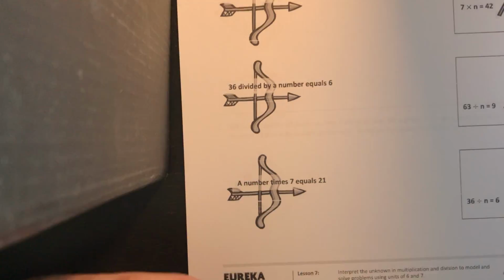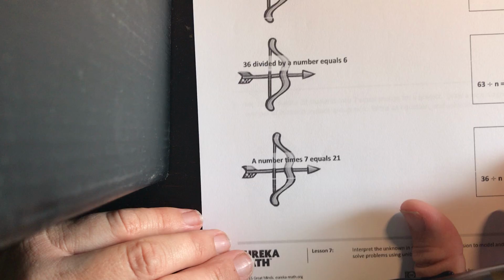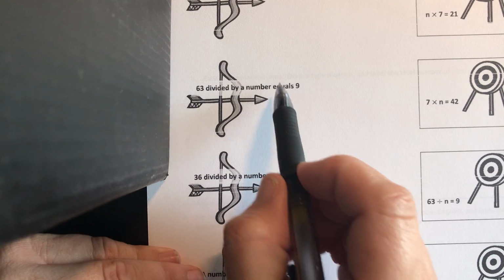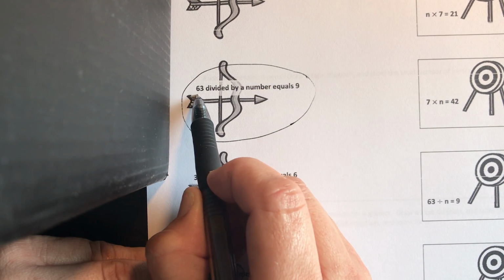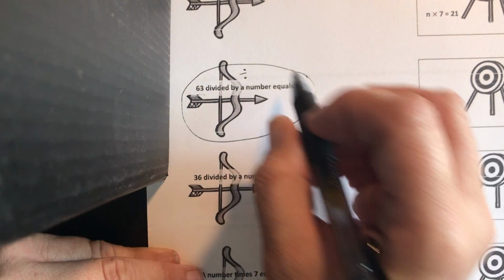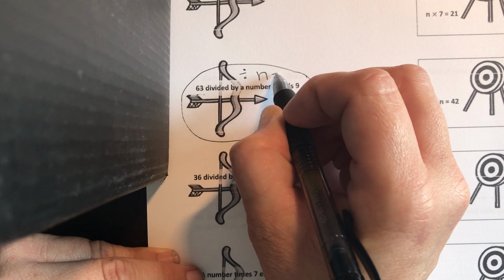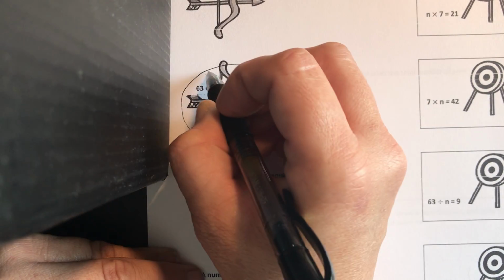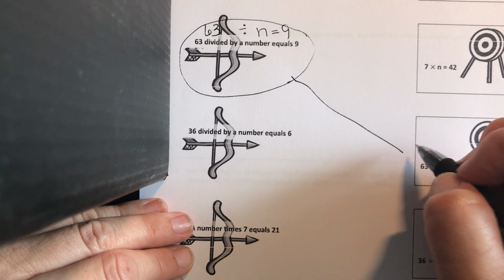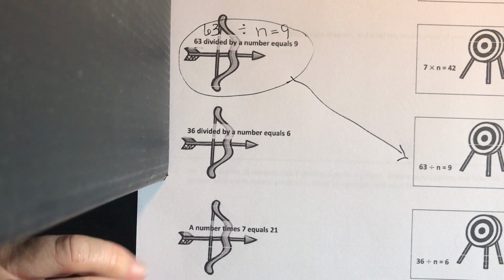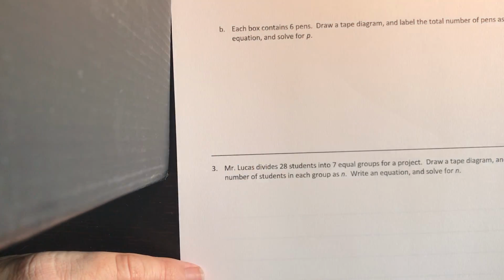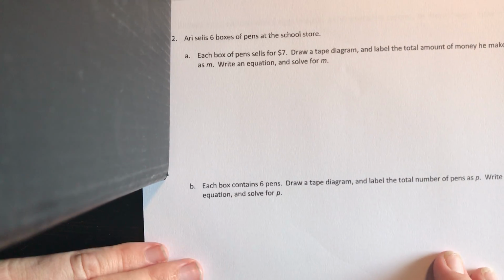All right. I'll turn the page. We're going to go shoot some arrows at these targets here. I like the second one. It says 63. That's going to be the whole. Divided by, well, that looks like that. A number, we're going to call that n. There's what equals looks like, 9. 63 divided by n equals 9. Hit the target. Alrighty, so the rest of yours should match up. Check with a partner or go over it in class if you need to.